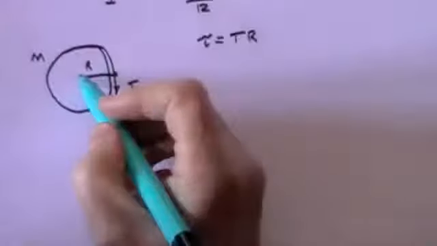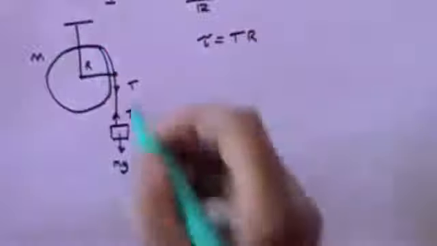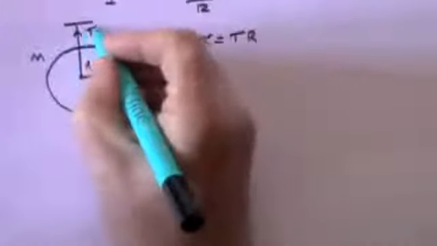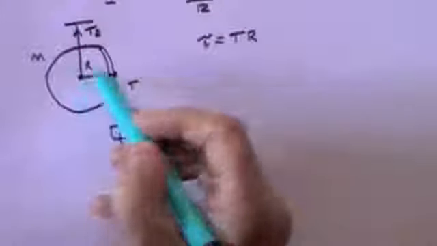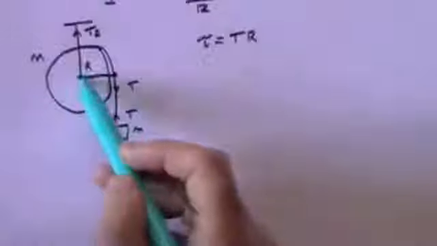There will also, of course, be a tension T2, because this pulley will have to be suspended from the ceiling, but that contributes nothing to the torque because it goes through the pivot point. And remember, we said any force that goes through a pivot point has no effect, because the distance from the force to the pivot point is 0.